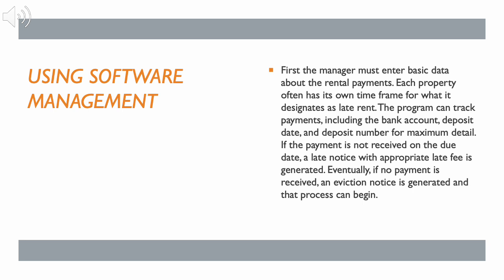Each property often has its own time frame for what it designates as late rent. The program can track payments including the bank account, deposit date, and deposit number for maximum detail. If the payment is not received on the due date, a late notice with appropriate late fee is generated. Eventually, if no payment is received, an eviction notice is generated and that process can begin.